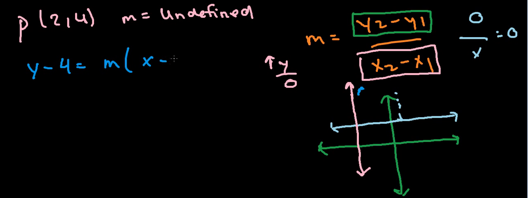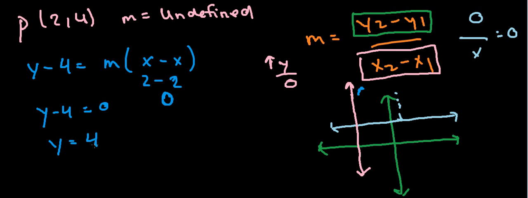It's just x minus x, or 2 minus 2. Either way, what's going to happen is we're going to get a 0 here. And anything times 0 is 0. So it doesn't matter that we don't know what the slope is, because it's going to be multiplied by 0. So that's going to leave us with y minus 4 is equal to 0. And we add 4 to both sides, and that gives us y is equal to 4.